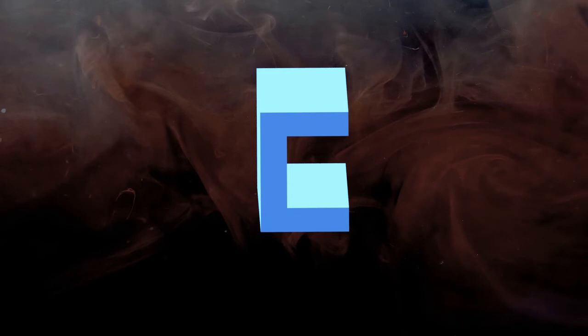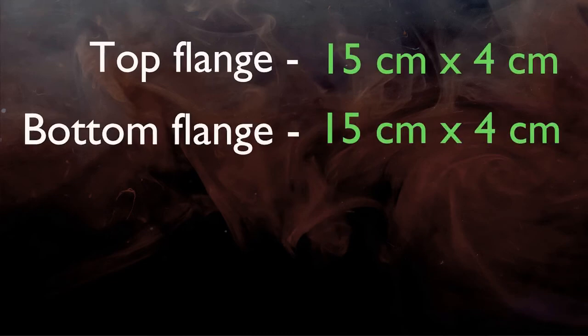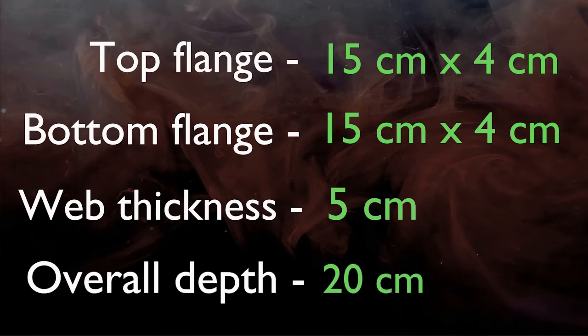Let's say some of the dimensions of this section are known to us: top flange is 15 cm by 4 cm, bottom flange is also 15 cm by 4 cm, web thickness is 5 cm and overall depth is 20 cm.